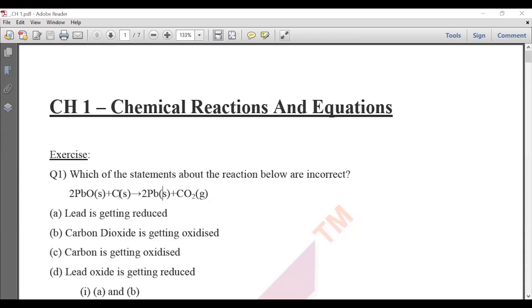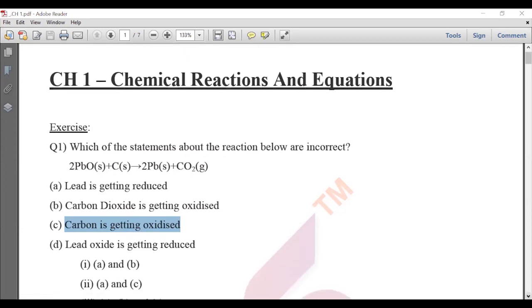Now here, when we see the product side, there's addition of oxygen to carbon. So clearly carbon is getting oxidized. Therefore C is also correct, that carbon is getting oxidized. So clearly C and D are correct and A and B are wrong.